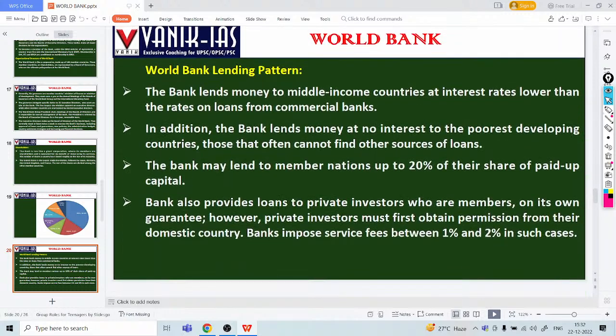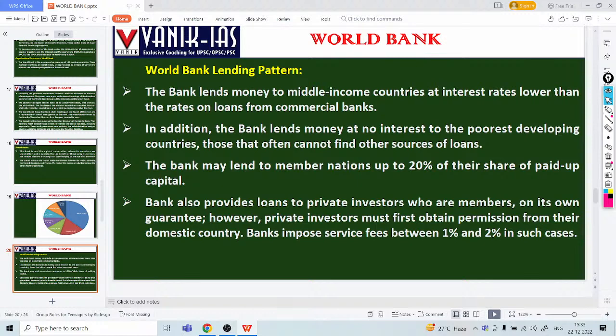World Bank lending pattern. The bank lends money to middle income countries at interest rates lower than the rates on loans from commercial banks. In addition, the bank lends money at no interest rate to the poorest developing countries through IDA, those that often cannot find other sources of loans.